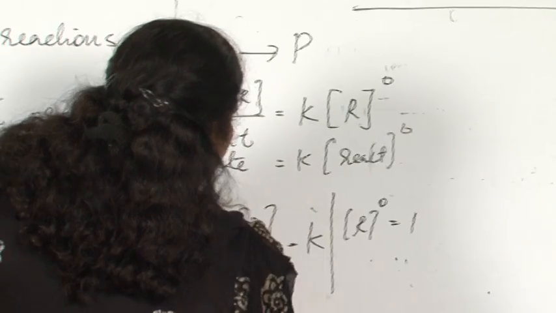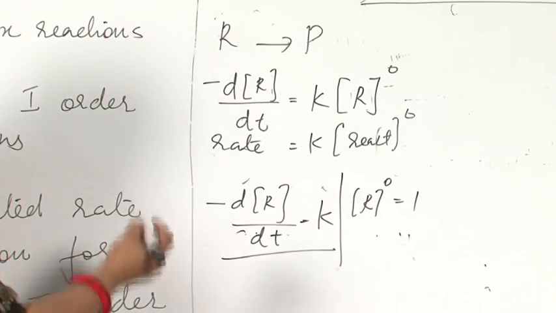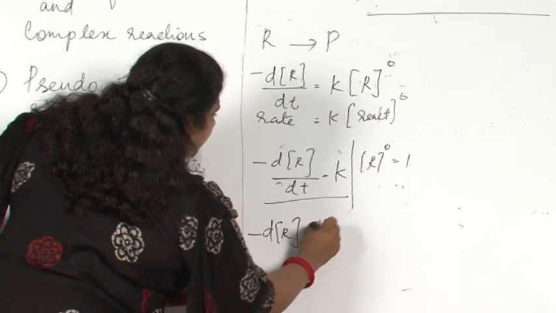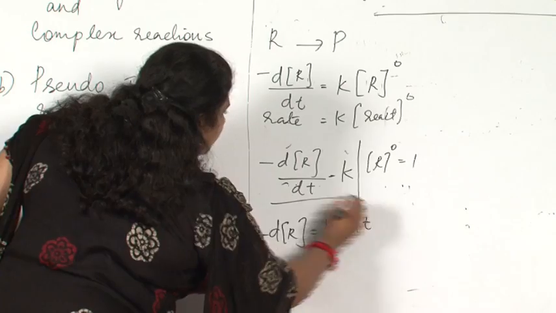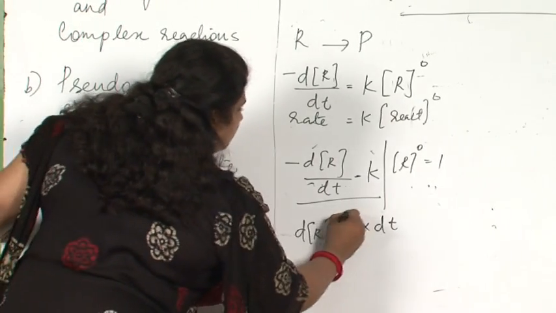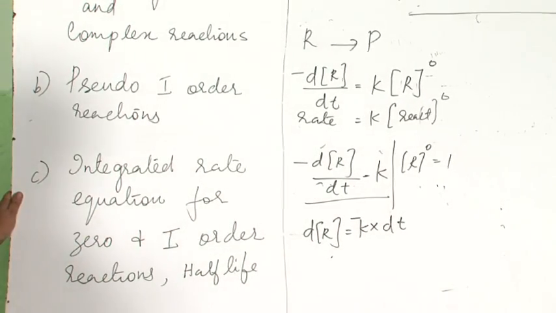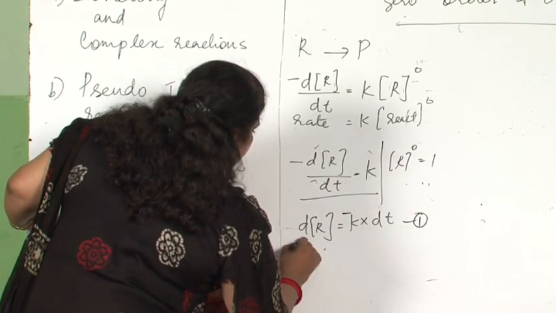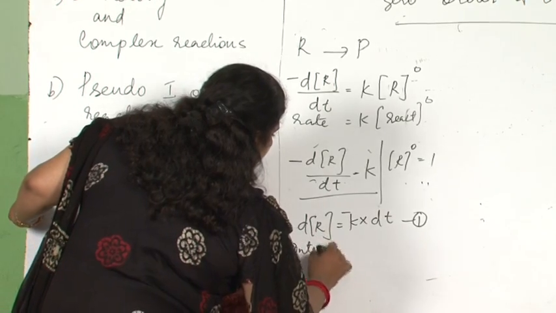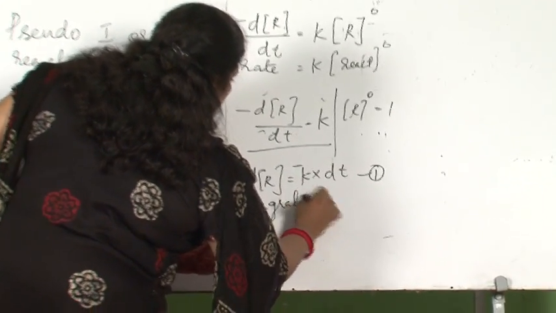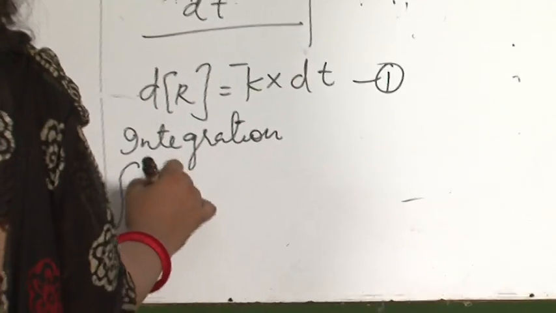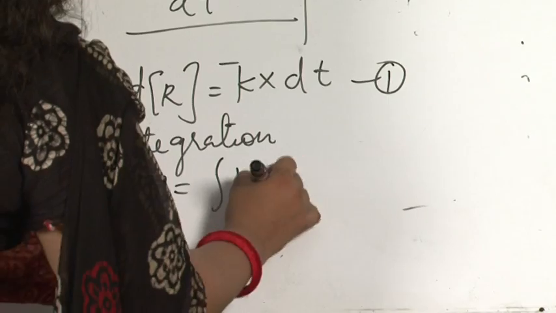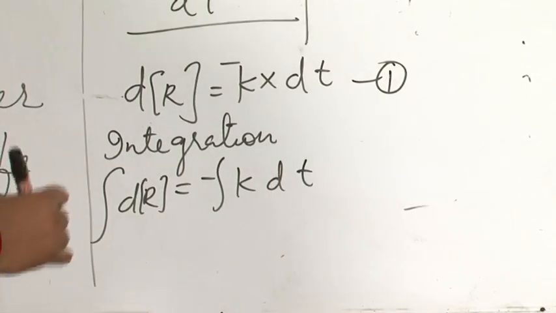So this term becomes K, or I am writing minus dR is equal to K into dt, or I can write dR is equal to minus K into dt. This equation I am numbering as equation 1. On integration, integral dR is equal to integral minus K into dt.